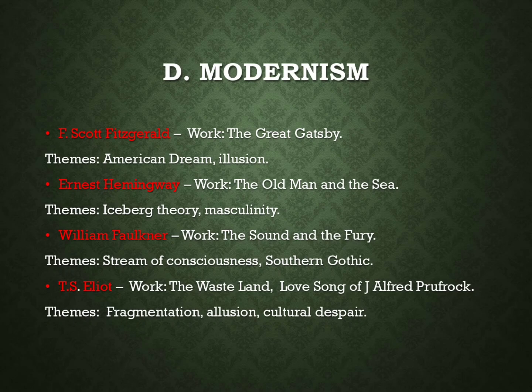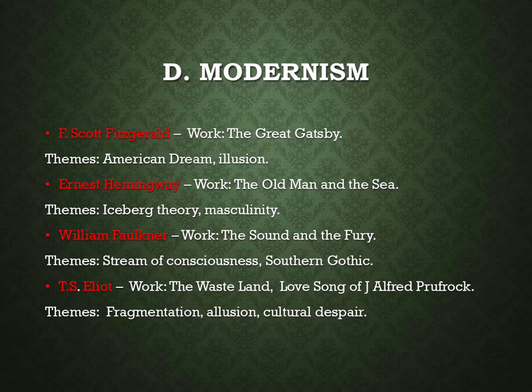He was known for the stream of consciousness technique and Southern Gothic themes. You should remember that William Faulkner was known for the stream of consciousness technique and Southern Gothic themes. The Sound and the Fury is a challenging debut novel that talks about time, memory, and the declining family in the American South. Next is T.S. Eliot. Who doesn't know T.S. Eliot? So T.S.